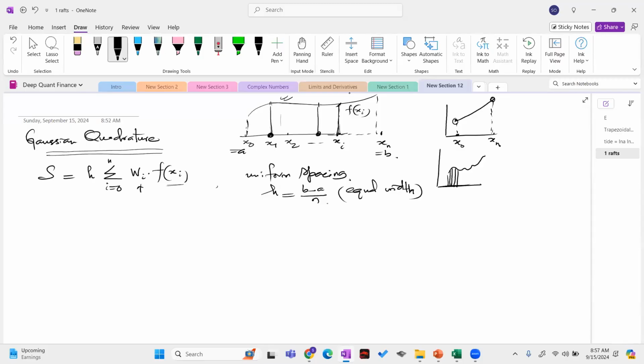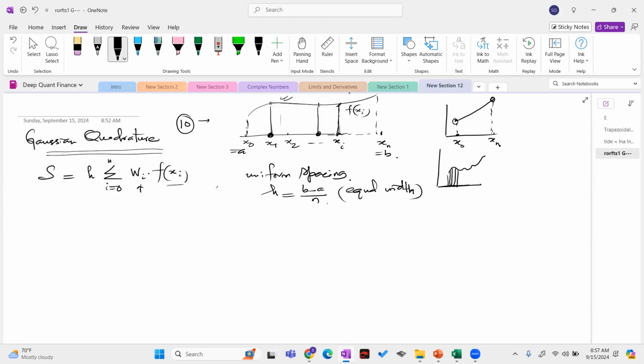So the point is, if I have fixed limited resources in terms of points, let's say I'm allowed only 10 points, I can choose any 10 points I want, get the value of the function at those 10 points, and then somehow find the area under the curve. I can use these resources a little more efficiently. I don't have to do equal spacing all the time.